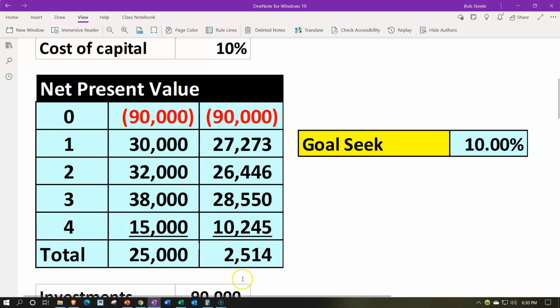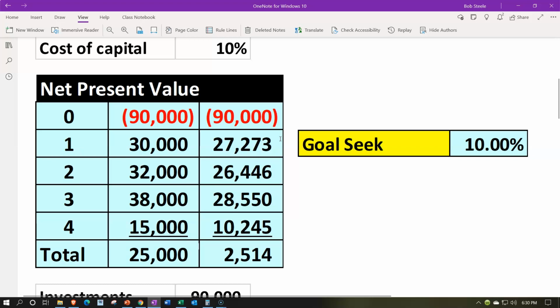So if anything above 0 happened over here, that means we cleared our hurdle rate, the 10%, and therefore it might be something that we would then accept. So even if this was 1 down here, it might be something we accept because we are getting a return. We're getting the 10% return, which is built into this present value calculation.